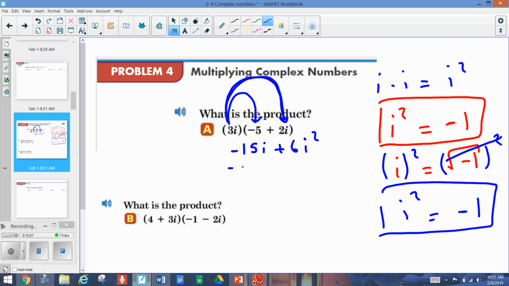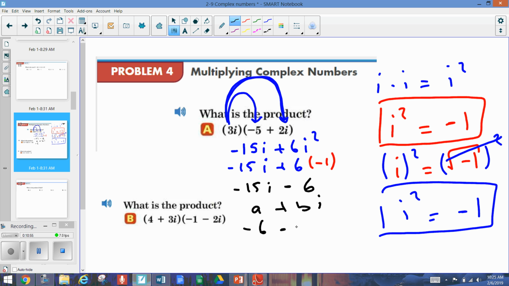Negative 15i plus 6 times i squared. What is i squared? Negative 1. So negative 15i, and 6 times negative 1 is equal to negative 6. We're done, but this is not in the standard form. It's not in a plus bi format. So I just flip 6 and 15i: negative 6 minus 15i. Does that make sense?